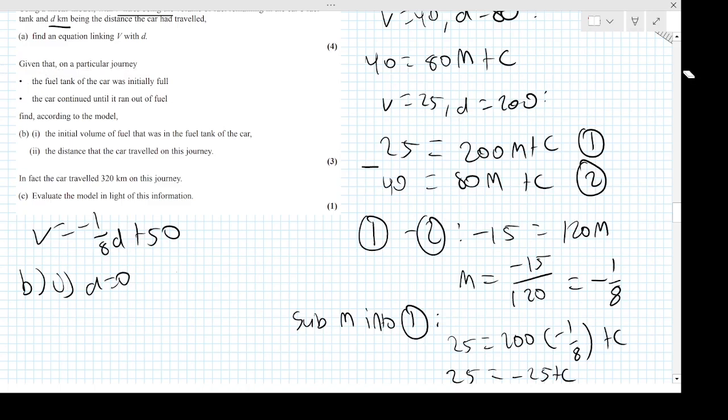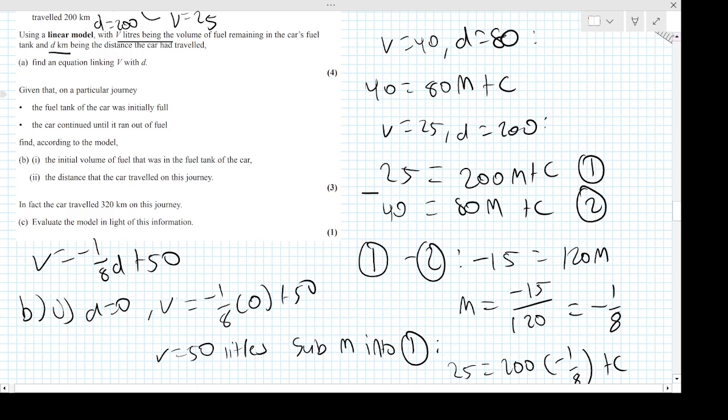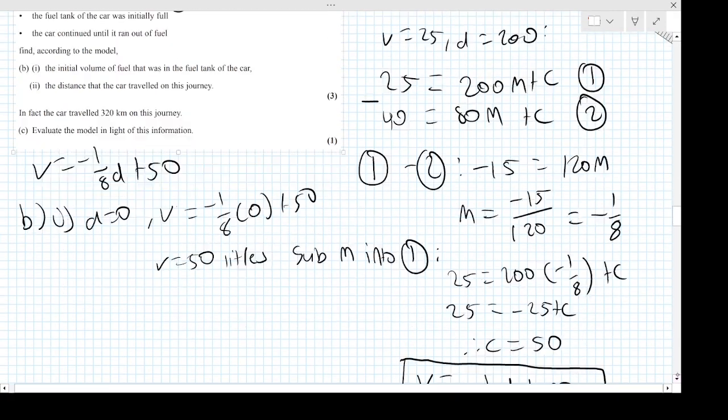So it says full tank initially. So d is 0, let's substitute it into here. v is minus an eighth of 0 for d plus 50. But that means v is 50. Okay. And that being litres, remember again, remember we underlined the units. They're v and d, litres and kilometres. And there we are. So that would be the initial volume. So that's the full volume of the car, right, of the fuel.